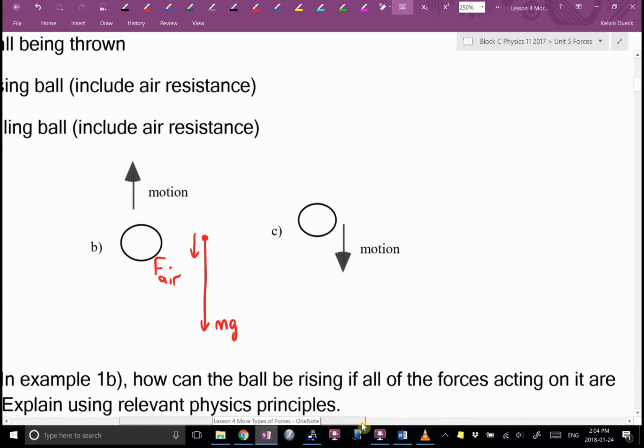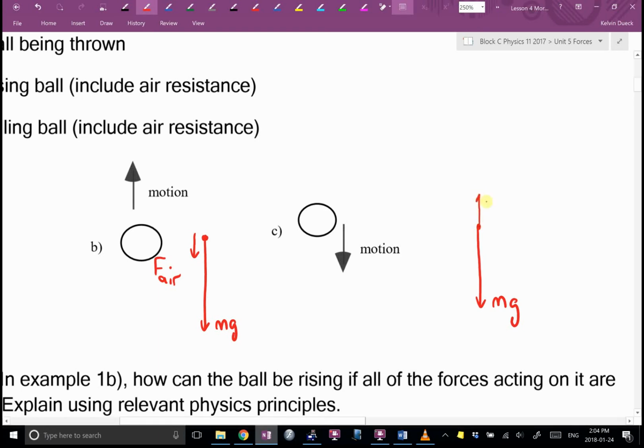Situation C. Now it's on the way down. What are the forces acting on it? Get the obvious one. Gravity, which way? Down. Now there's also still going to be air resistance. But which way is air resistance going to be acting here?